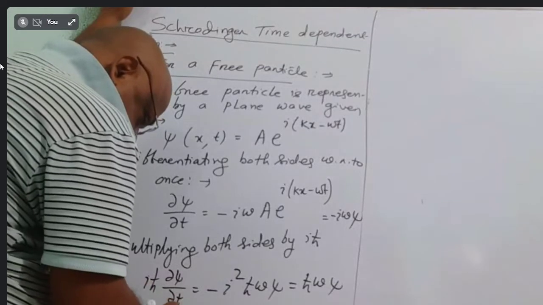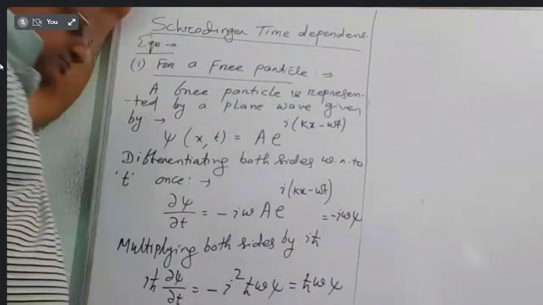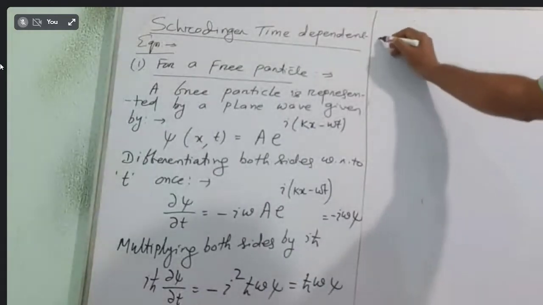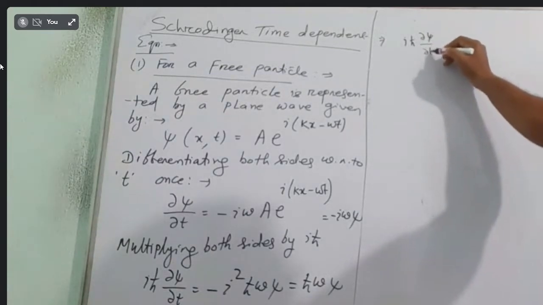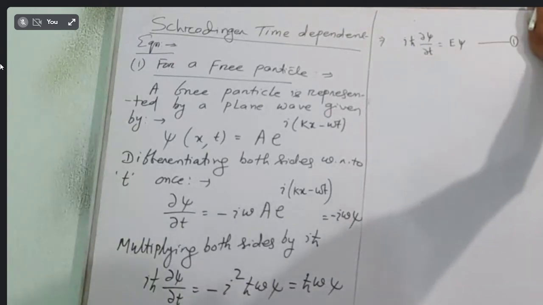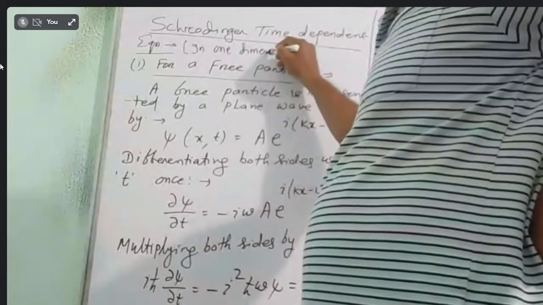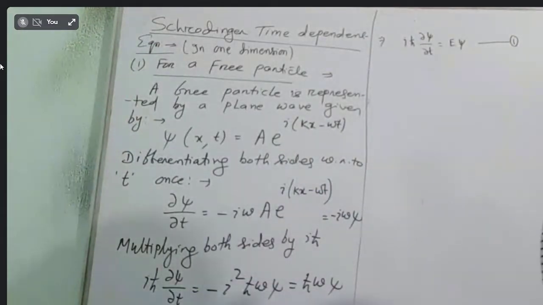But what is h cross omega? As we know, it is equal to total energy, which is also equal to kinetic energy for a free particle. So what you got is i h cross del psi by del t is equal to E psi. Whenever you will be asked to derive the time dependent Schrodinger equation in one dimension, you will proceed like this. Anywhere you are having problem, let me know please.